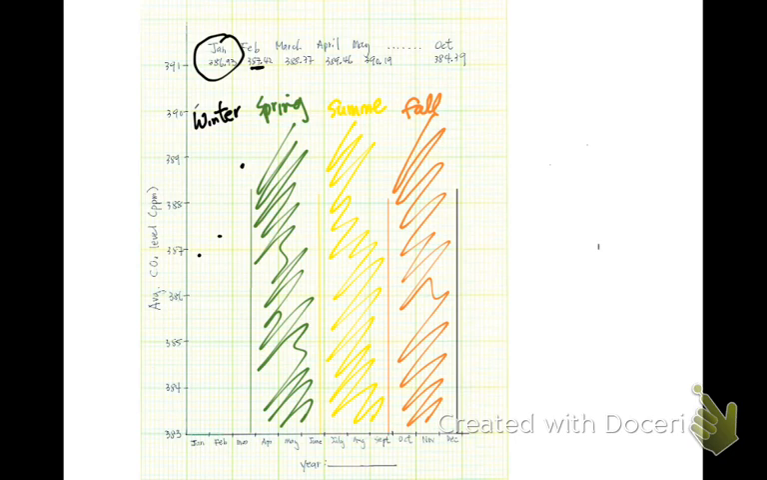Graph the monthly average of carbon dioxide level for the 12 months of the year you are assigned. Once you have plotted all the data points, go ahead and connect the dots. We're connecting the dots, sorry. Okay, thank you.